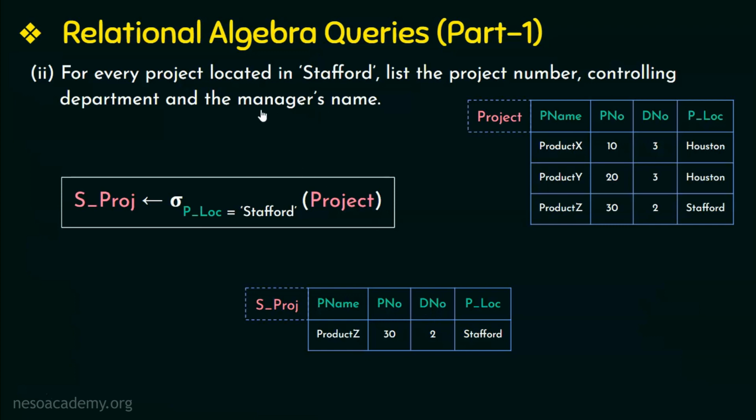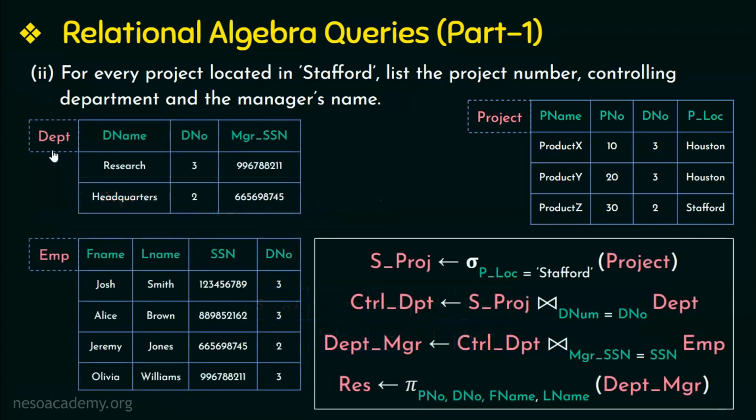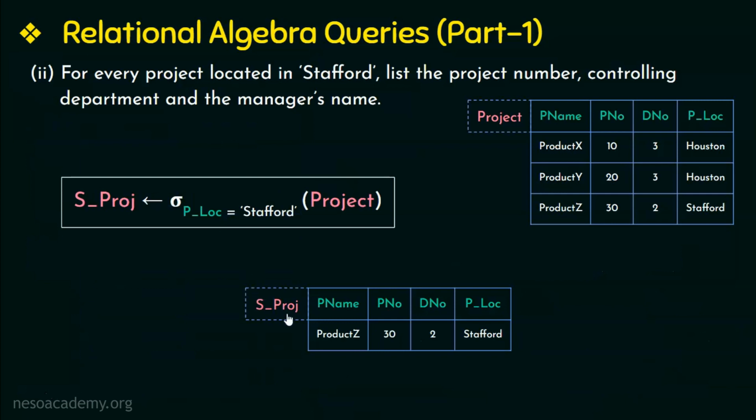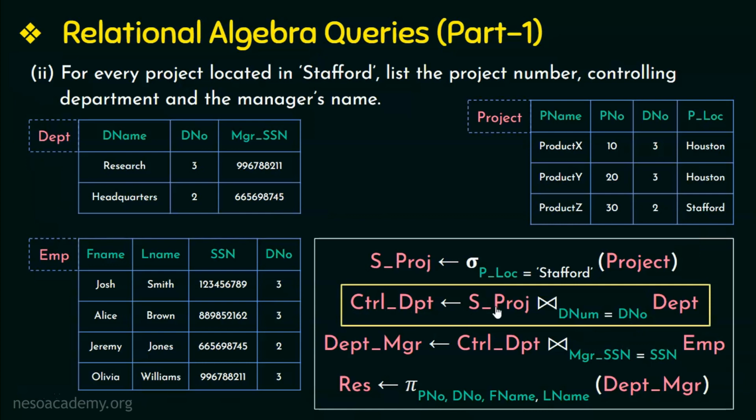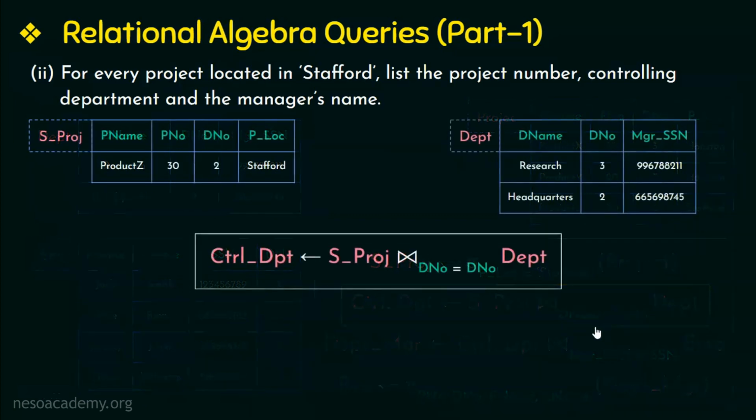Next we need the manager's name. Now the department relation contains the SSN of the managers of all the departments. Hence, we need to join this relation with the department relation, which is the second step in this query. Let us see how this step works. The only common attribute by which we can join these two relations is the department number. Hence, the join condition.